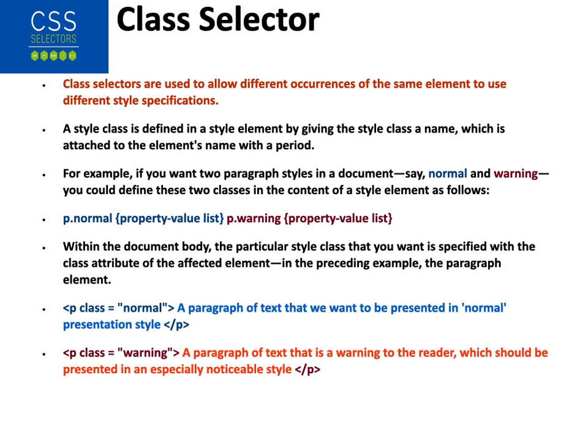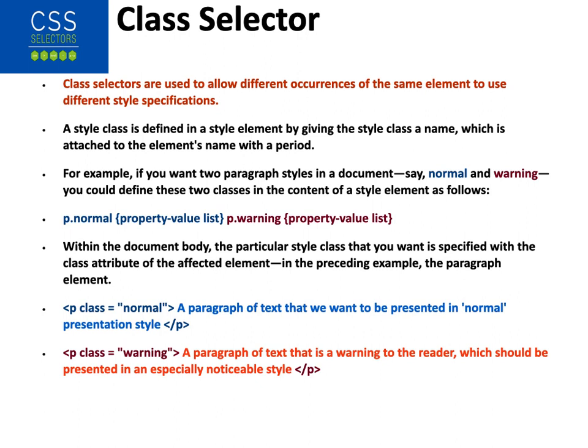Next is class selector. Class selectors are used to allow different occurrences of the same element to use different style specifications. A style class is defined in a style element by giving the style class a name which is attached to the element's name with a period. Period means a dot symbol. Consider an example. If you want two paragraph styles in a document, we can create two classes, for example, normal and warning. You could define these two classes in the content of a style element as follows.